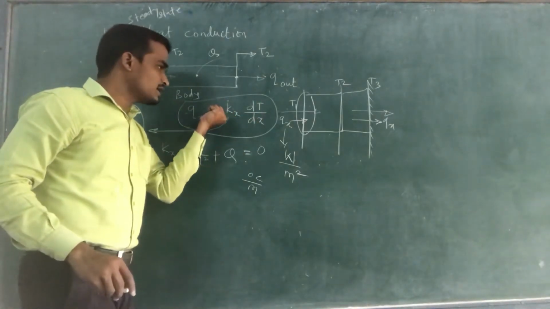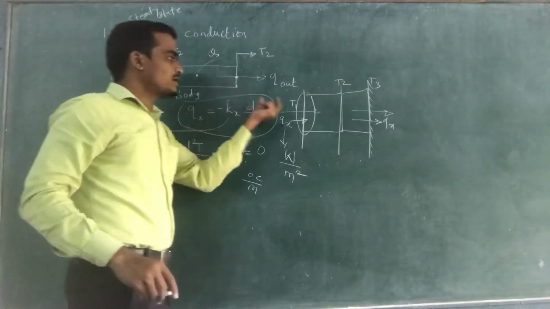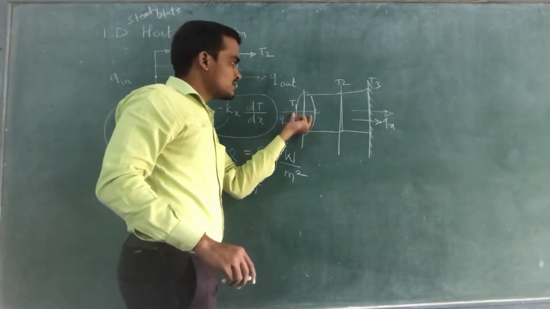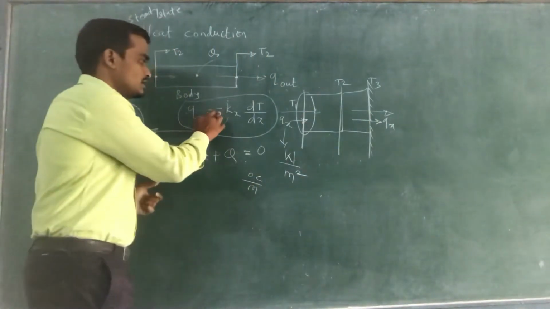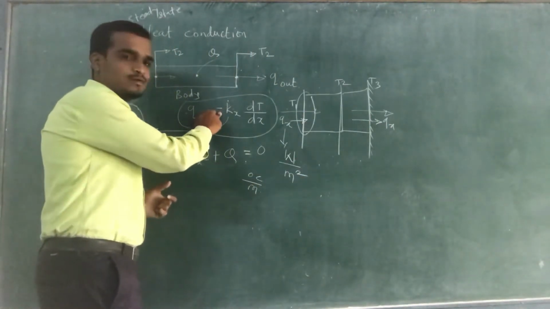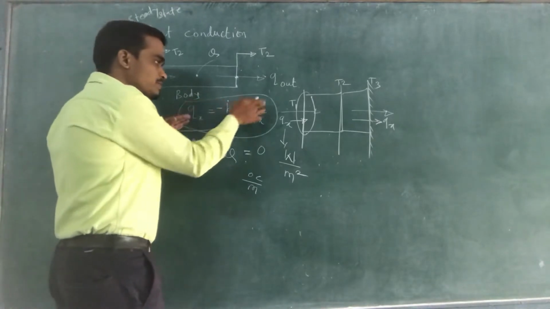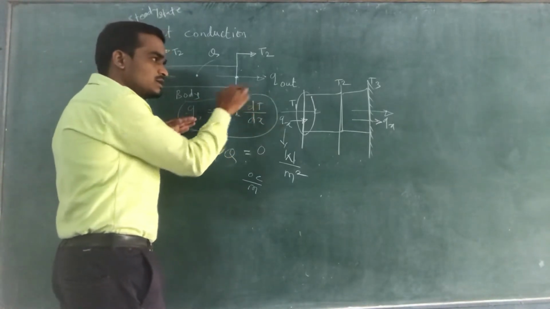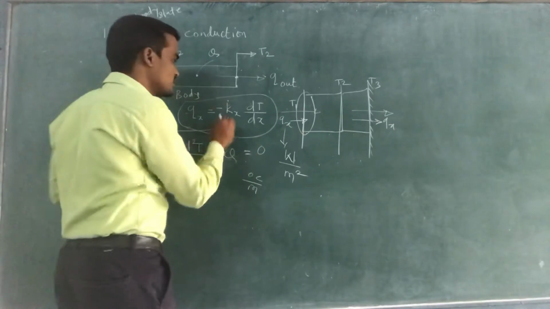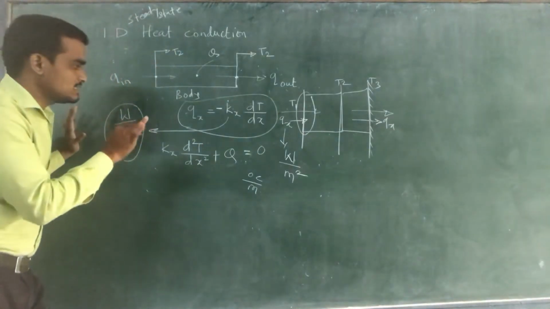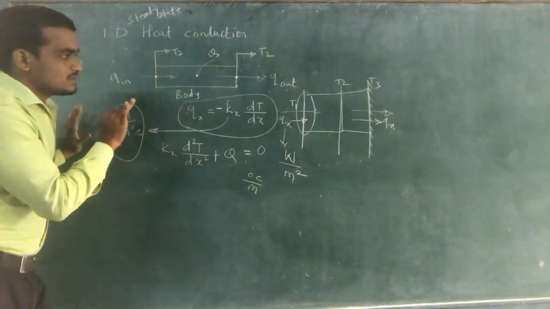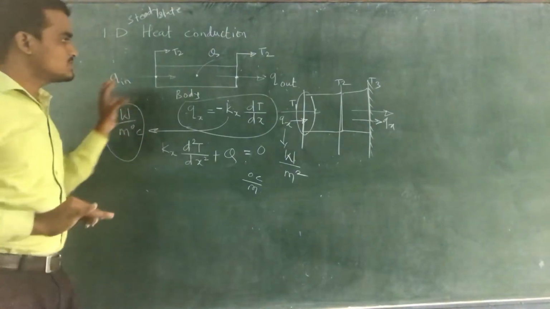Now, why is the negative sign there? Because your temperature is decreasing from left side to right side. That's why we have taken this negative sign here. This is the temperature gradient, which is in a decreasing manner, that's why we have taken the negative sign. So these are some basic parameters for heat conduction.